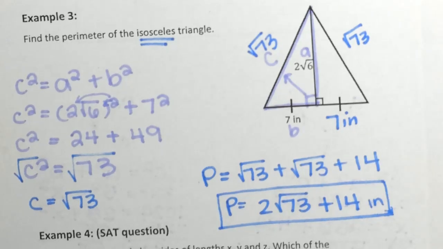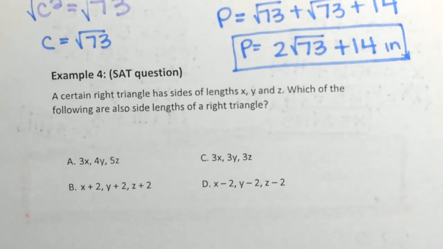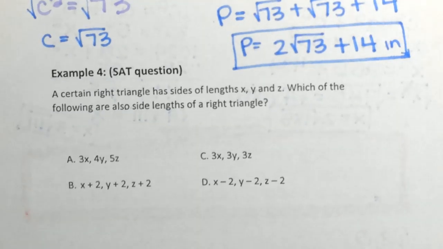All right, I want you to read this SAT question. Huh? We're not there yet. For real? Read this SAT question. Do y'all know sign language? A, B, C, D. Show me an A, a B, a C, or a D. Okay, read the question and tell me if you think the answer is A, B, C, or D.